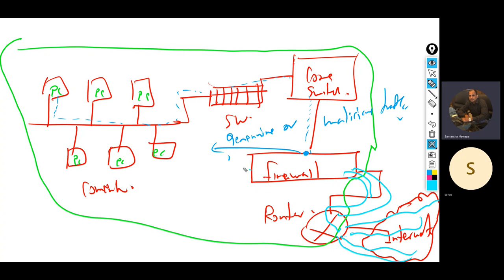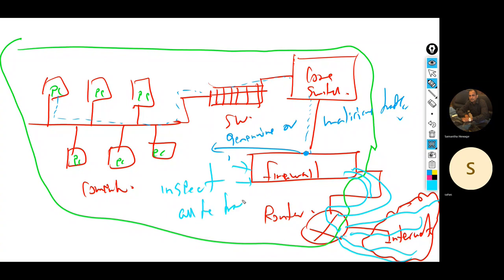When the firewall receives this traffic, the firewall will inspect all the traffic. In other words, the firewall will analyze and check what this traffic is. Is it genuine traffic or malicious traffic? Does it contain viruses? Does it contain hacking methods? Does it contain some malicious activities? Everything. Got it? Yes, sir.